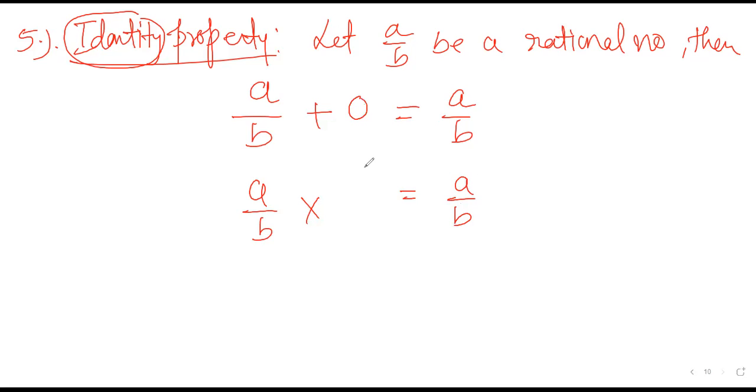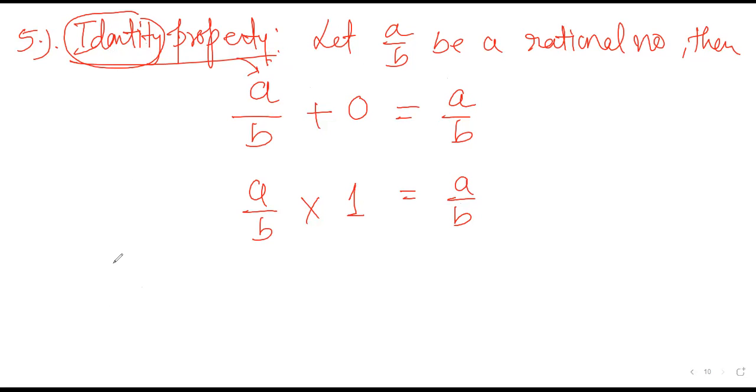If you add 0, or if you multiply by 1, you will get the same number. That's why this property is called the identity property. Identity means whatever numbers we have, we will identify the numbers after addition and after multiplication. That's why this property is known as the identity property.